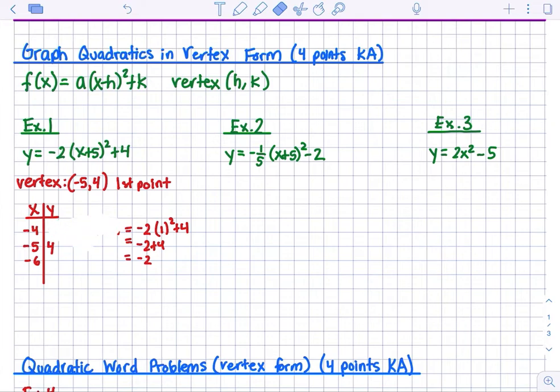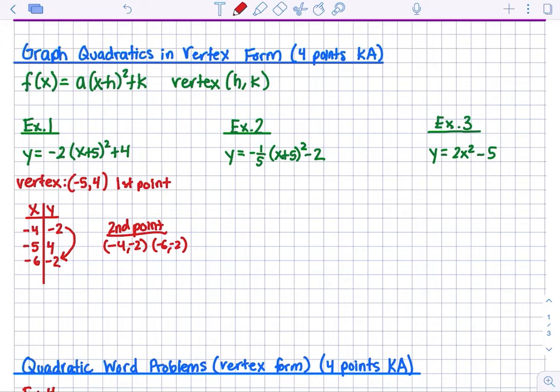So I'm going to erase all that. So this is -2. If that's -2, then because it reflects across the axis of symmetry, this is also going to be -2. So your second point could either be (-4, -2), or you can graph (-6, -2). You can choose which point, and that's how you graph.